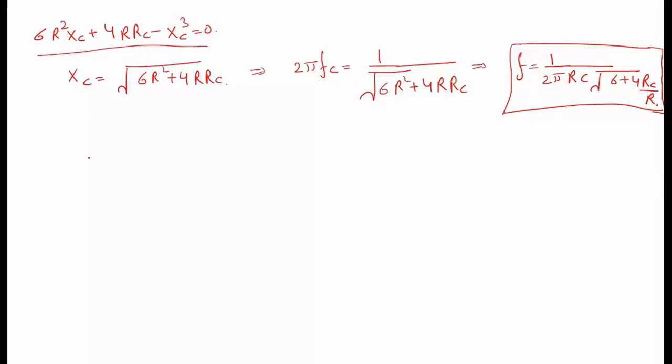Now if we put R is equal to RC, we can find F is equal to 1 by 2 pi RC root 10.